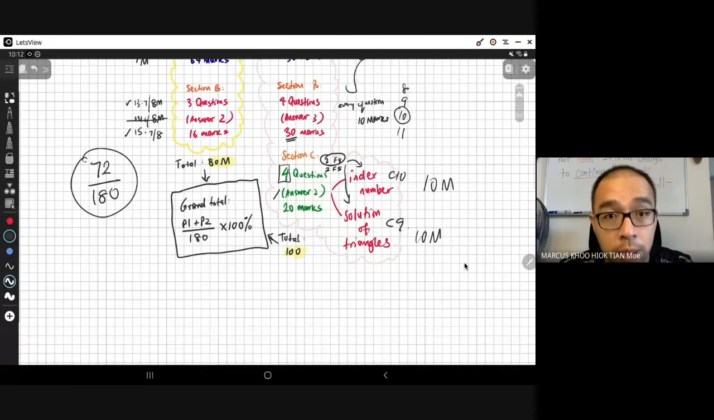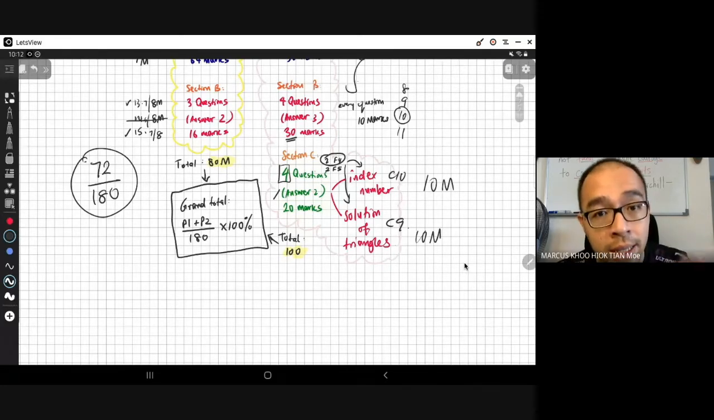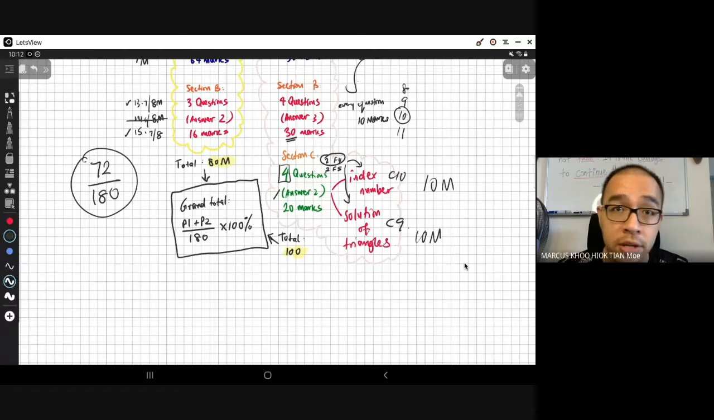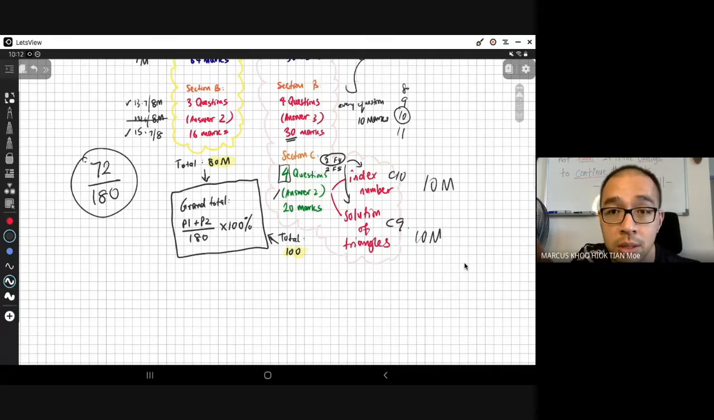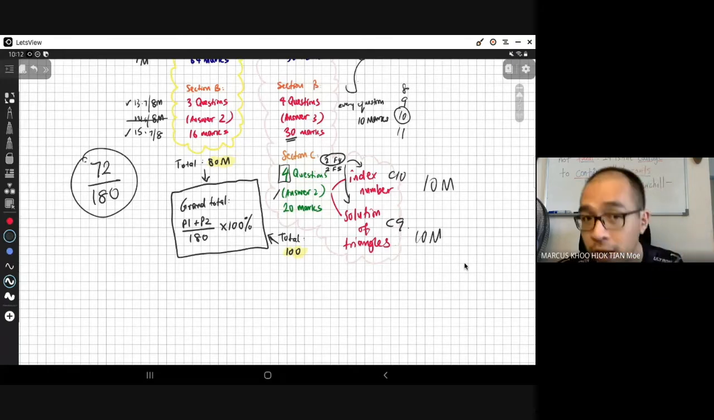So you want to make sure that you know how to answer index number and solution of triangles questions. We did so many revisions on this, so I hope you still remember. These are important topics, and these are the 2 topics in form 4 that we want you to focus on. When we go to form 5 also, we will still say, answer index number, answer solution of triangles, because you have 2 years to practice this now.